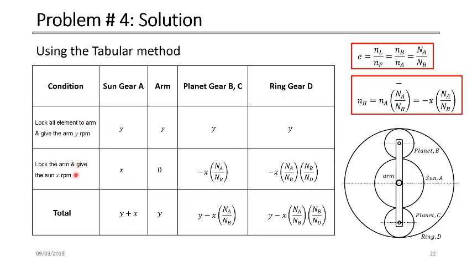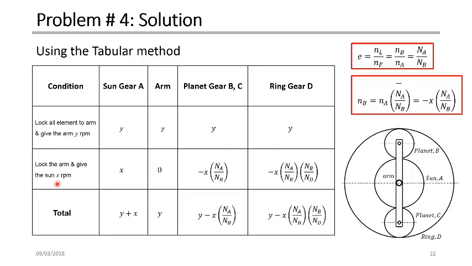We have two conditions here. They are fixed for any epicyclic gear train. The first condition is to lock all the elements, lock all the gears to the arm as if you are welding them to the arm, and then give the arm y RPM. If they are welded together and one part rotates with y, all the parts will rotate with the same speed. So the sun gear has y RPM, the arm has y RPM, the planet gears P or C have y RPM, and the ring gear has y RPM.